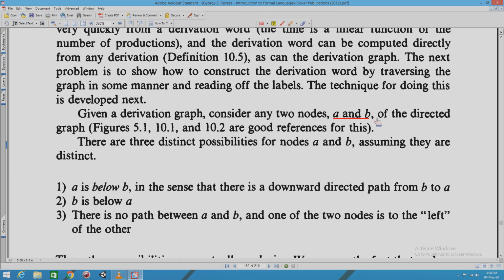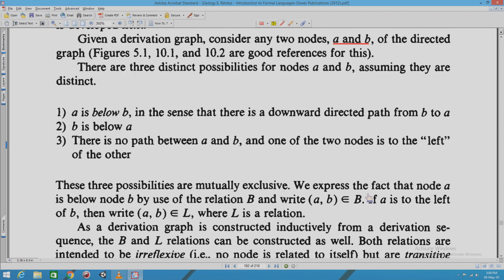Now there are three possibilities. Number one, either A is below B. Being below means that A is at a higher level and after some traversals we reach B. You can understand it better. So the first case is A is below B. The second possibility is B is below A. So either A is below B or B is below A. And the third possibility is that there is no path between A and B. In case there is no path between A and B, either A is to the left of B or A is to the right of B. So only these three possibilities are there whenever we take any two nodes.